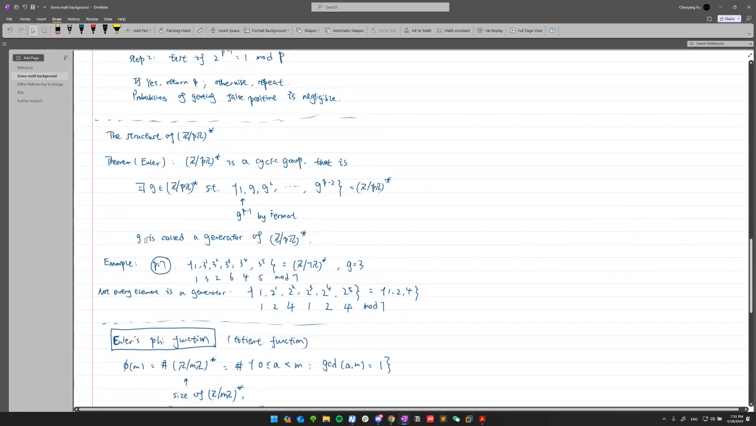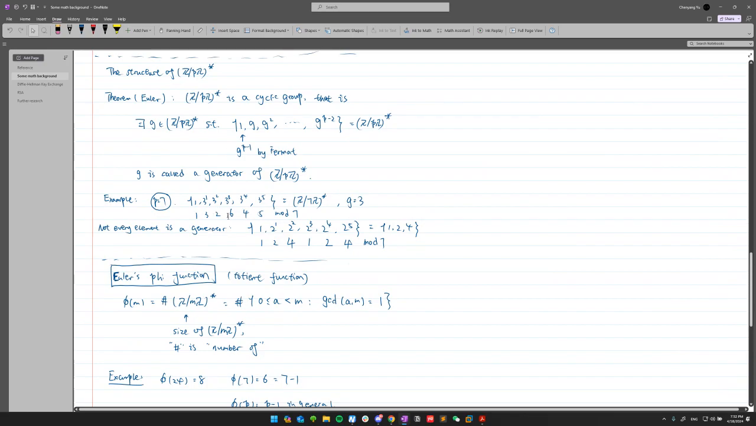For example, take the P equals 7 case. 3 is the generator because you can compute 3 to the 1, 3 to the 2, 3 to the 3, everything. It covers everything in the group. So Z mod 7Z has 7 elements. The Z mod 7Z unit group contains P minus 1 elements, right? So 6 elements. Using 3 as a generator, it covers everything. So they are all distinct, right?